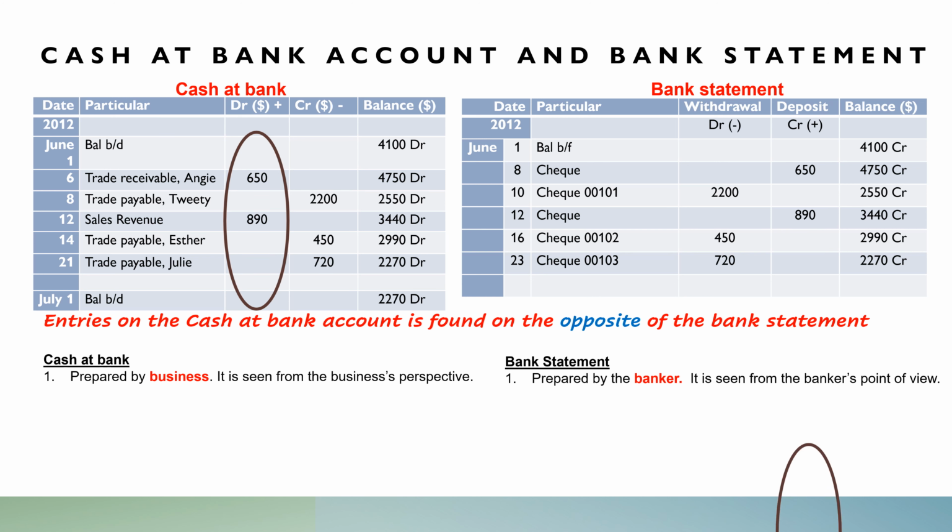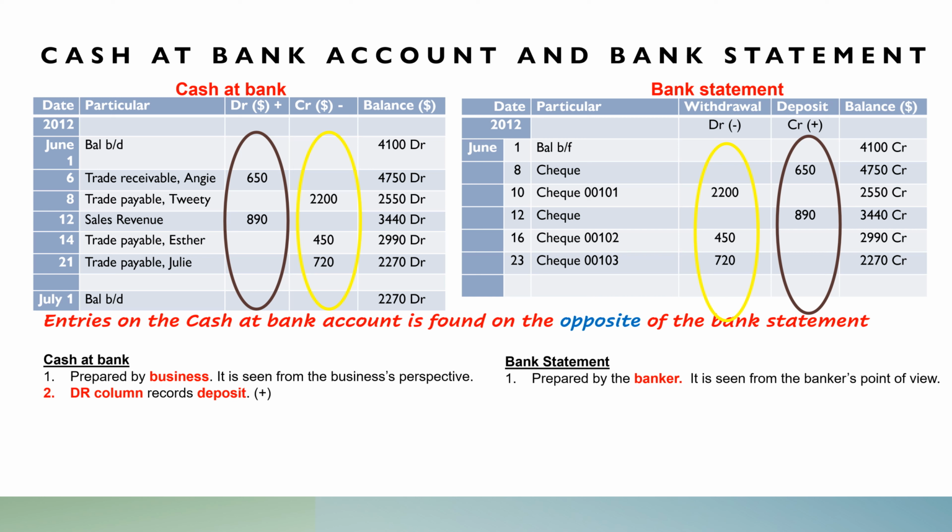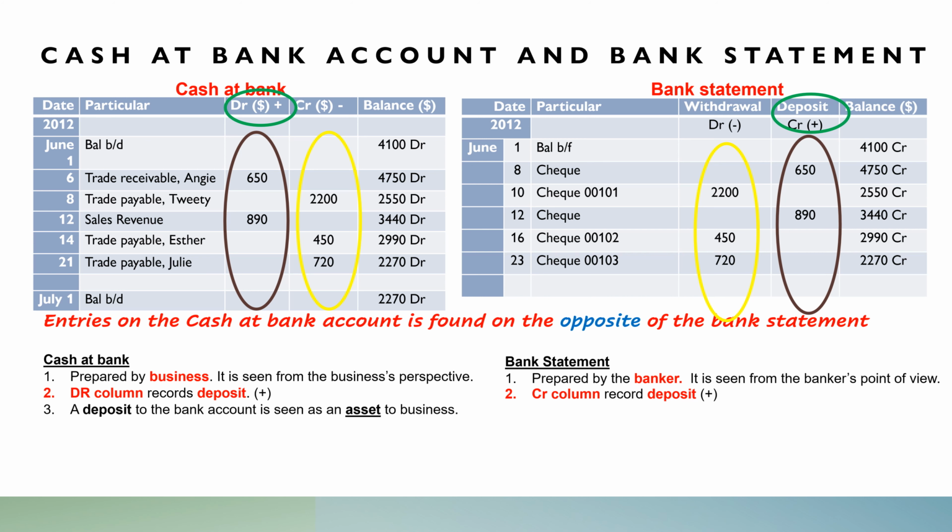The debit column, credit column, debit column. The debit column of the cash at bank account records deposits, receiving money, increase, plus. The debit entries of cash at bank can also be found in the credit column of the bank statement. The credit column of the bank statement records the deposits. Why is it so? Why are the entries recorded in opposite columns from one another?